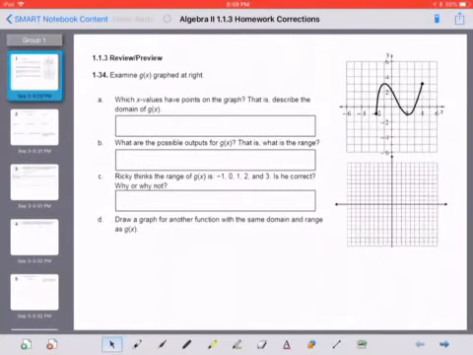Okay, these are the answers for the 113 review preview. The first problem said, examine g of x, graphed it right. Which x values have points on the graph? That is, describe the domain of g of x. So some of you wrote -2 to +4, which is fine, or you could have written -2 is less than or equal to x, which is less than or equal to 4, because it clearly goes from -2 to +4.